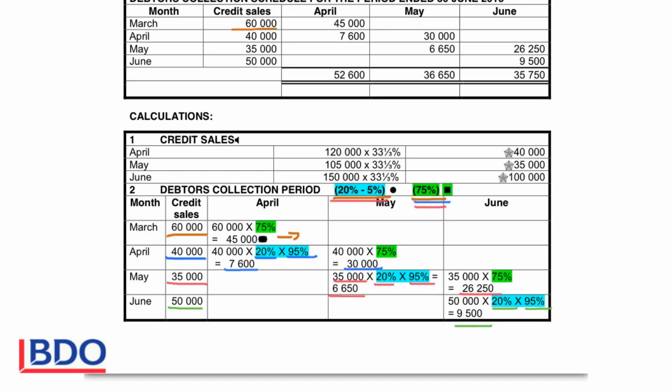So first of all, you have to go and do the calculations to determine exactly how much money will be received in each month. Very important to read very carefully whether they start paying in the same month that the transaction took place or whether they start paying the month following the sales transaction. And then secondly, very important to determine whether there will be a discount, because then you have to take the discount into account as well.